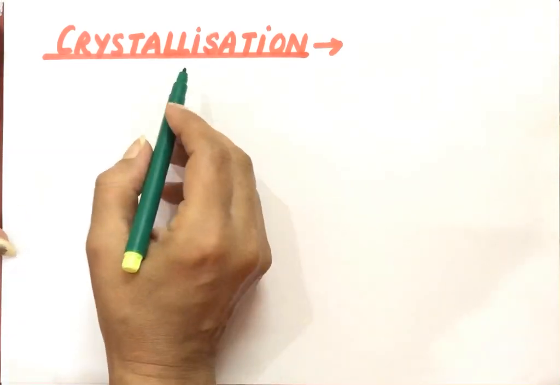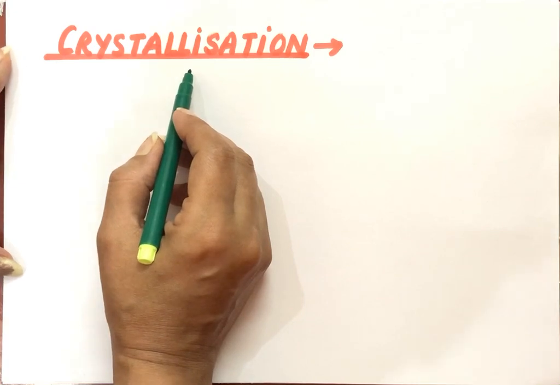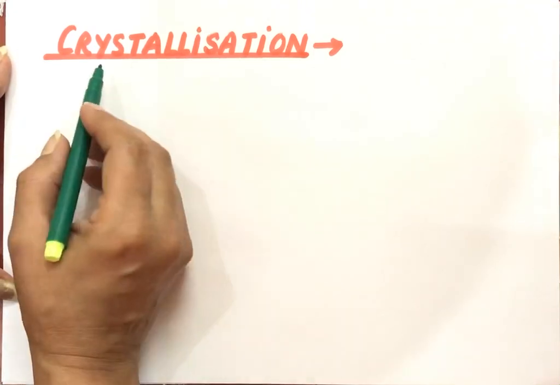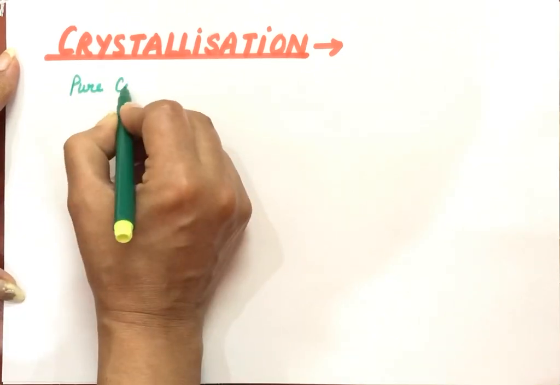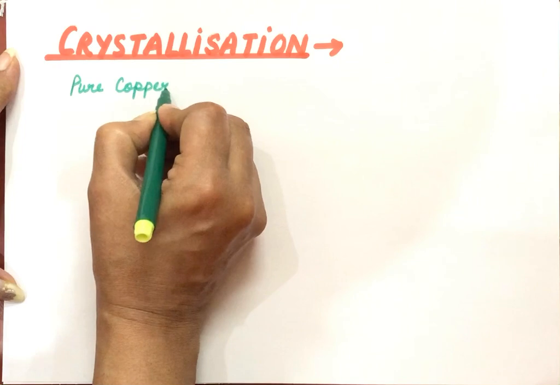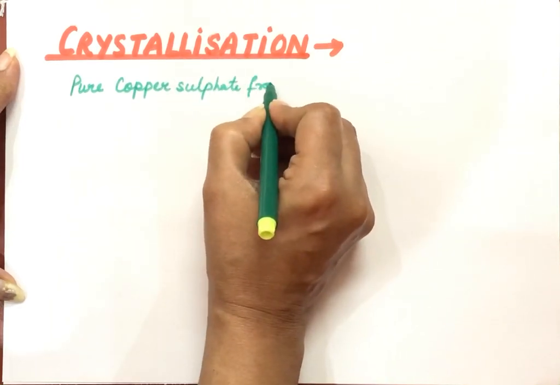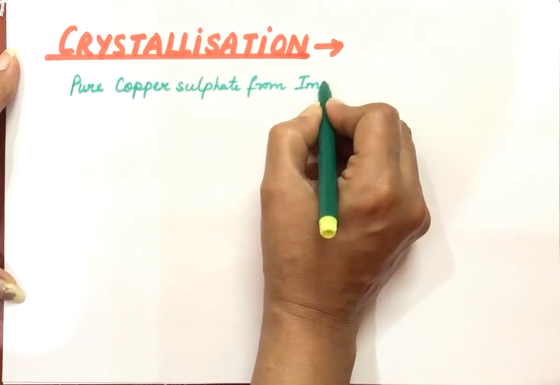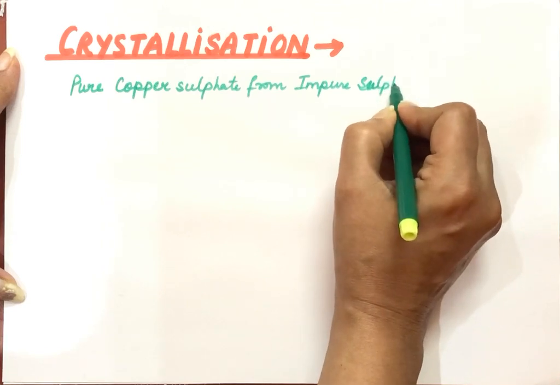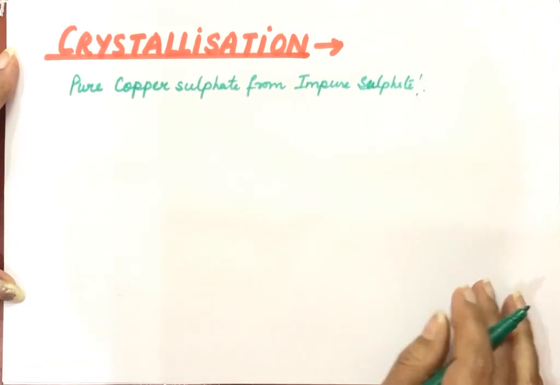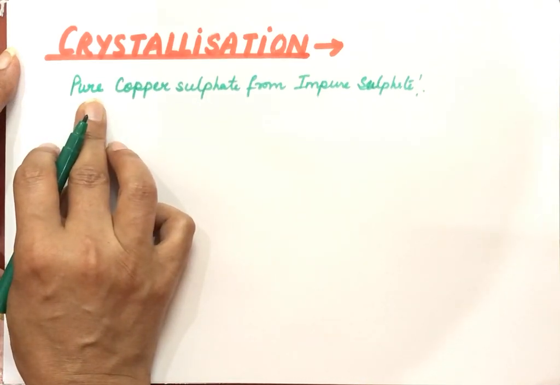In this video, we'll cover the last method of separation of components of mixtures, and that is the crystallization method. To understand crystallization, I'm taking the example of getting pure copper sulfate from an impure copper sulfate sample, which has many impurities in it, soluble and insoluble in a solvent, and we have to remove those impurities to get pure copper sulfate.